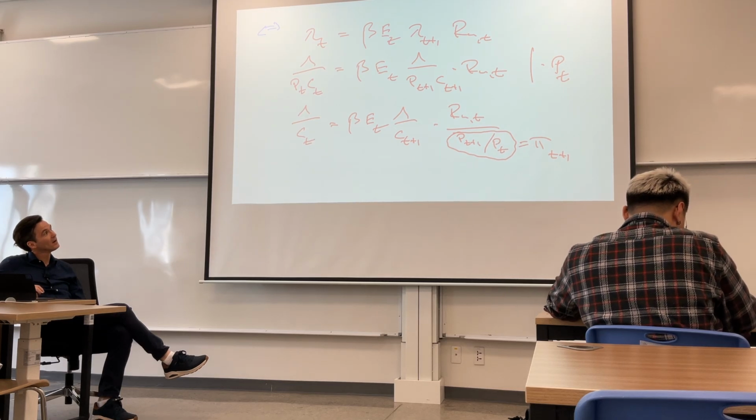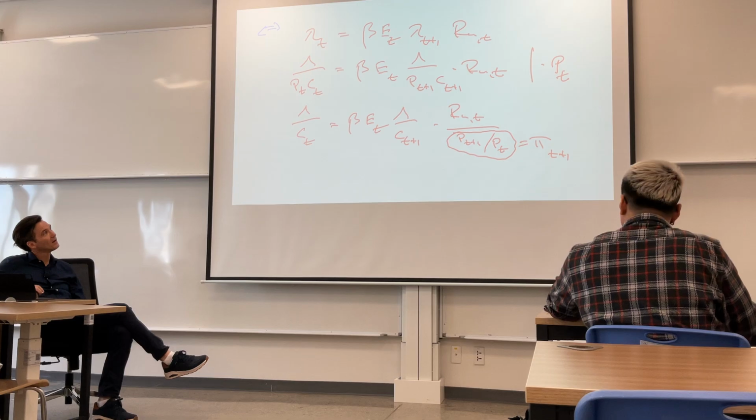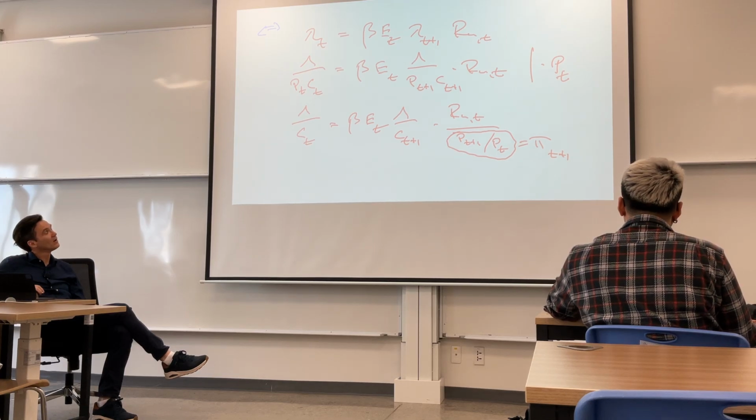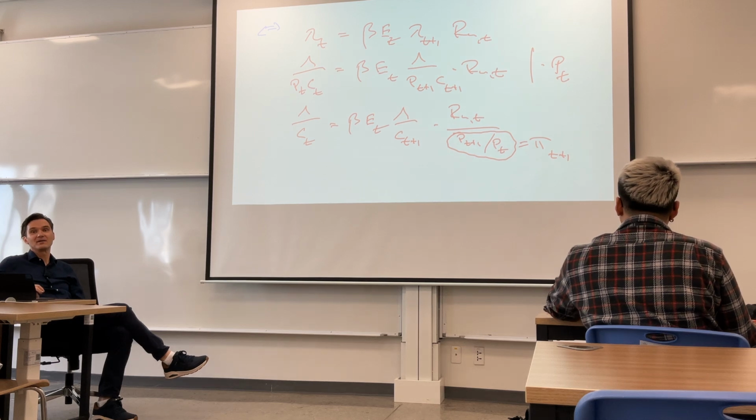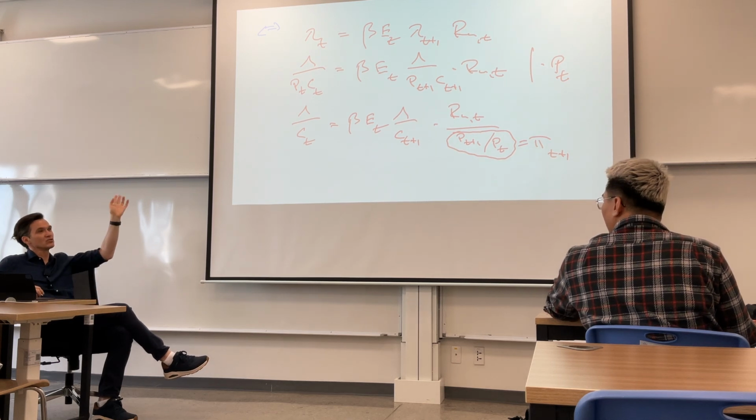The beta expectation of that and 1 over CT equal to 1. Okay, that's what we get. I mean, just the general structure you've seen a lot.